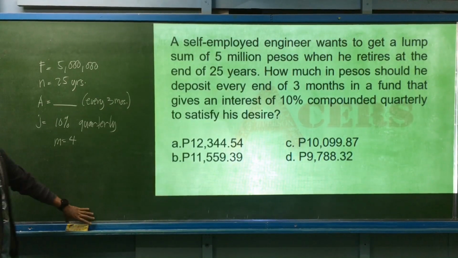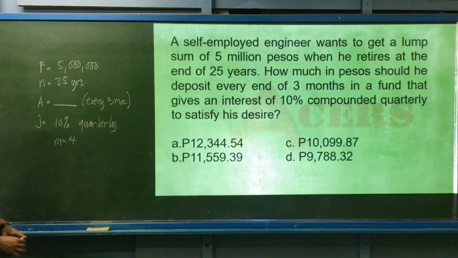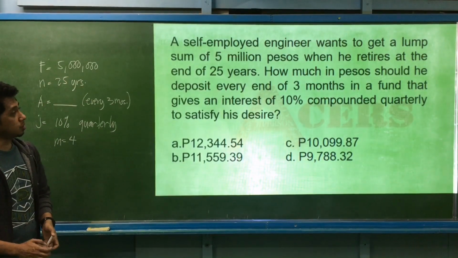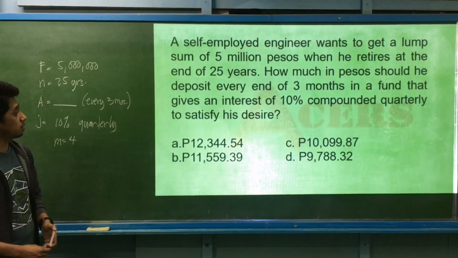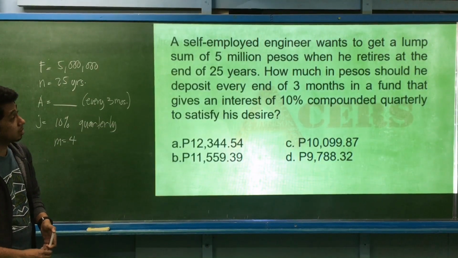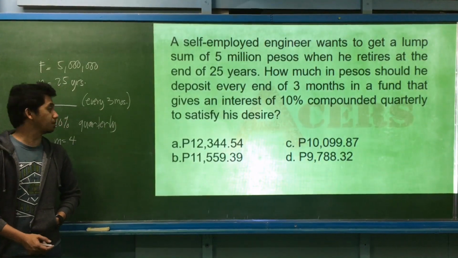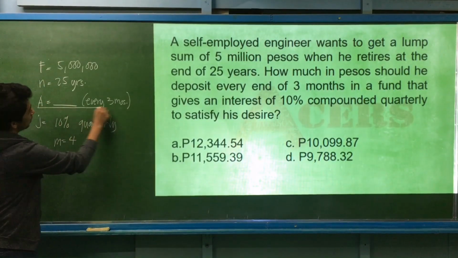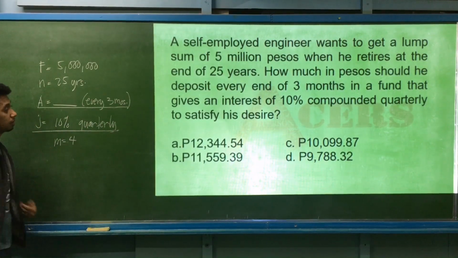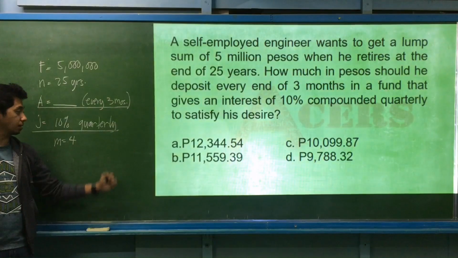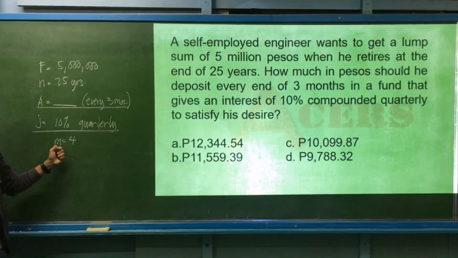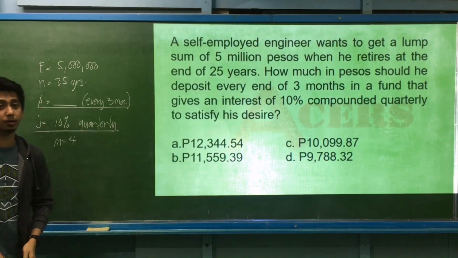Okay, next example. A self-employed engineer wants to get a lump sum of 5 million pesos when he retires at the end of 25 years. So that 5 million will be the future amount. How much in pesos should he deposit every end of 3 months in a fund that gives an interest of 10% compounded quarterly? Again, when we talk about annuity, all you need to observe is that the mode of payment should be the same as the mode of the given rate. So obviously, every 3 months is the same as quarterly, wherein M is equal to 4. So we are looking for the annuity.